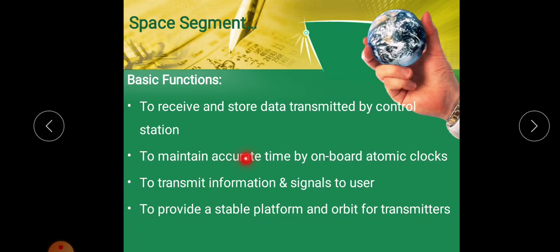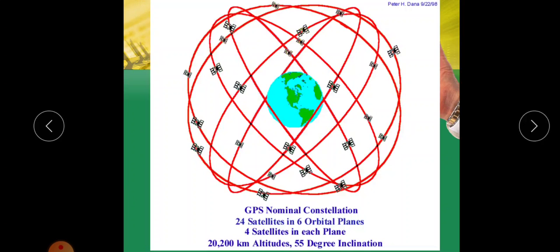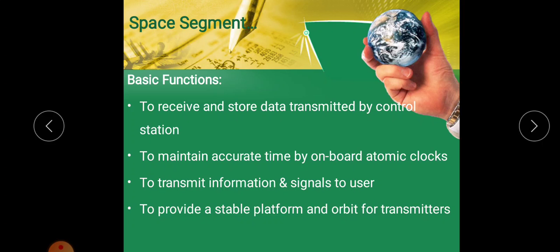The next function is to transmit information and signals to users. So from the space segment, the information and signals are transferred to users. And the next function is to provide a stable platform and orbit for transmitters. So the space segment provides a stable platform and orbit for the transmitter. So these are the basic functions of the space segment.